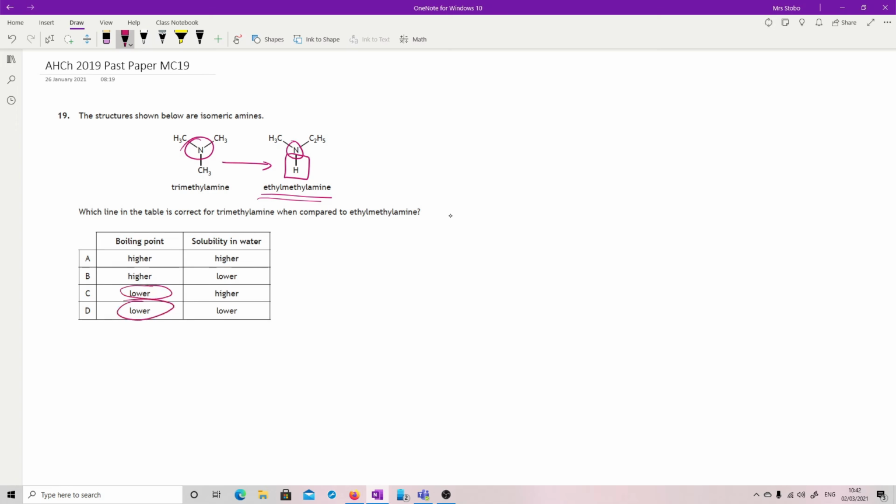In terms of solubility, it's pretty much the same deal. In ethylmethylamine we can get hydrogen bonding between water molecules and this in here, but we don't get that in trimethylamine, so lower and lower, D.